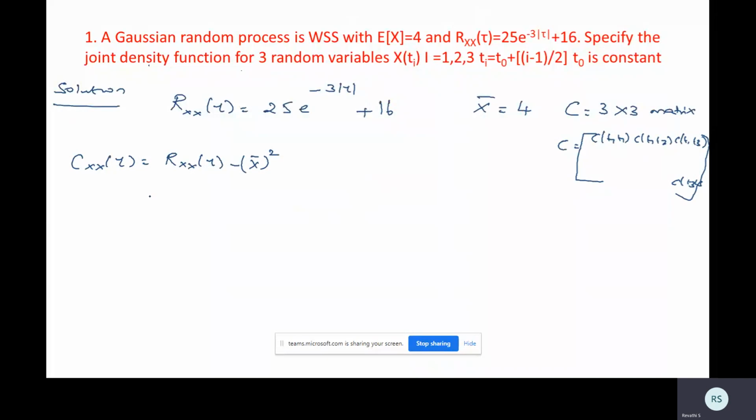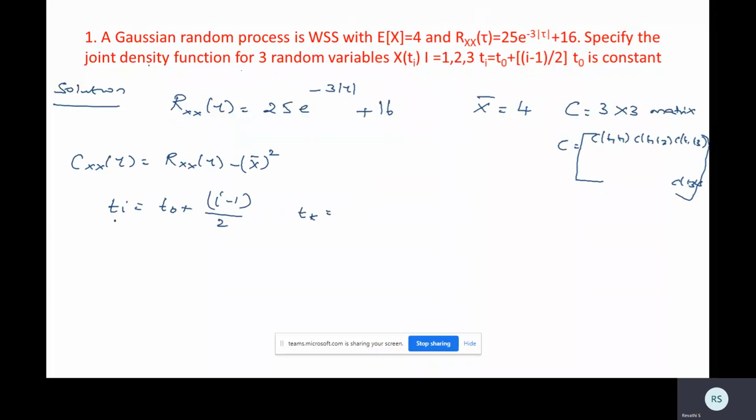So now the first step is you need to understand the time given. What time instances are they asking? The time instance was mentioned as Ti equal to T naught plus (i minus 1) divided by 2. Now, this T naught is constant. As we know, the autocorrelation function is defined only on the time difference, not on the absolute time. So you take one more time instant Tk.